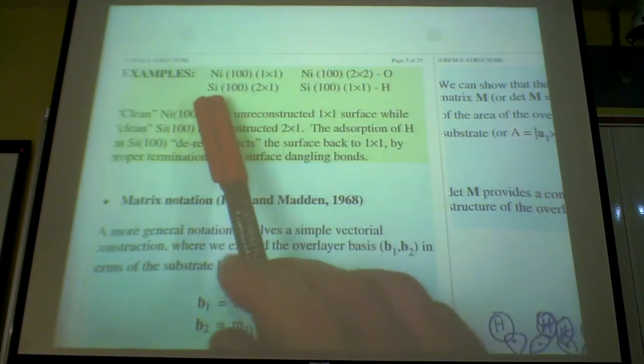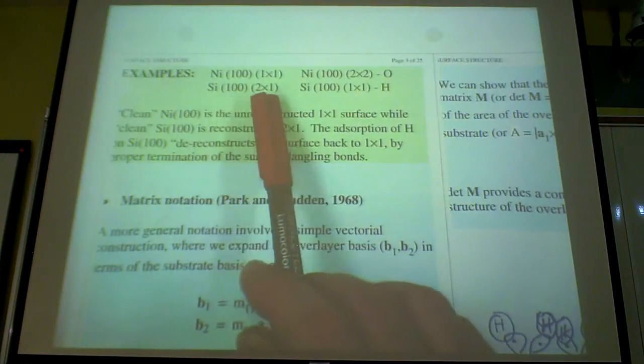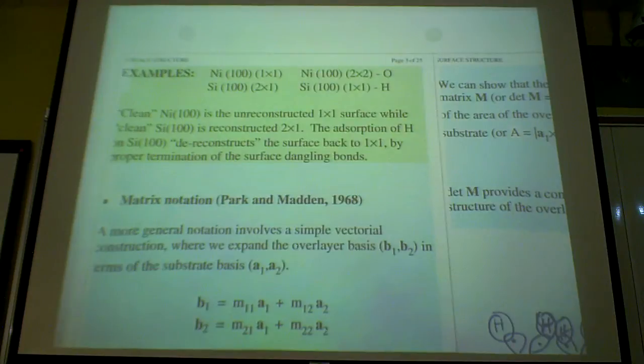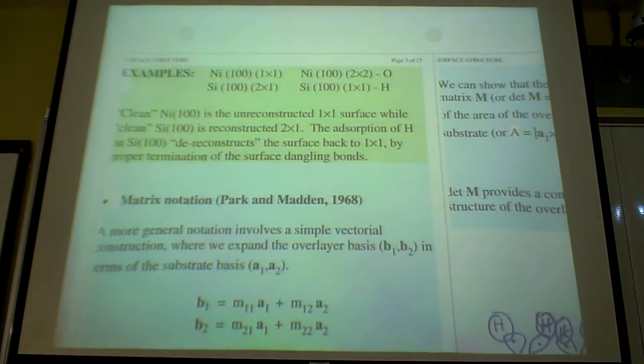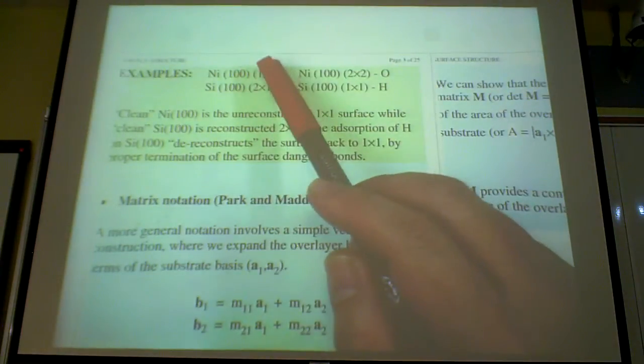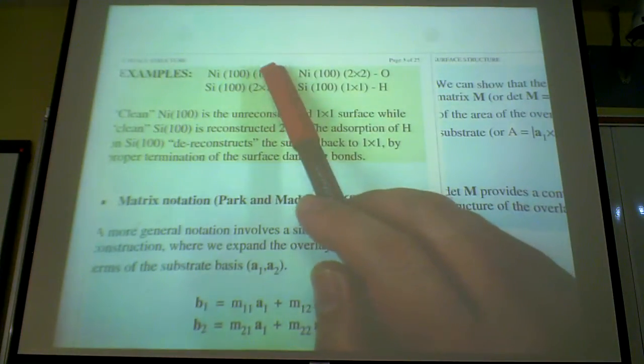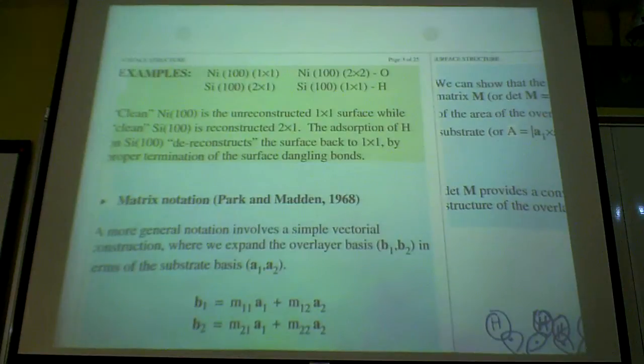That's why people always designate silicon 100 2x1, the so-called 2x1 structure. That's what they're talking about. They're talking about a reconstructed surface. If you're talking about nickel 100, they call it 1x1 structure, which means it's not a reconstructed surface.